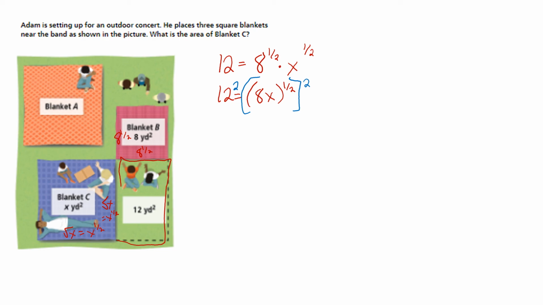as well. So we have 12 squared, which is 144, equals, those two exponents end up just being 1, so that's just 8x. And then we can divide by 8 to get x equals 144 over 8, which is 18. So blanket C, the area of blanket C is 18 square yards.